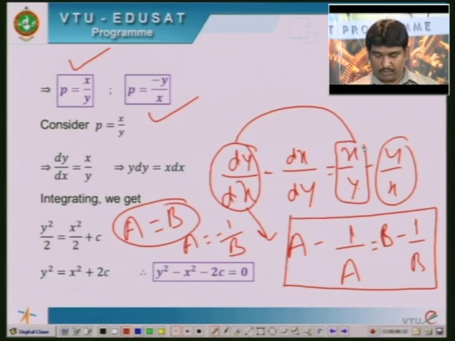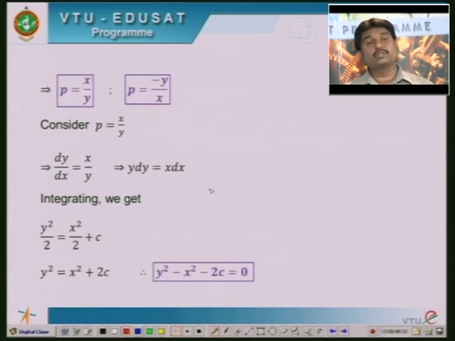You can use any one of these to get roots of the given differential equation, which is solvable for p. Now solve these equations. First one is p equals x by y. P is dy by dx equals x by y. You separate the variables: y dy equals x dx. So the equations are in separable form.